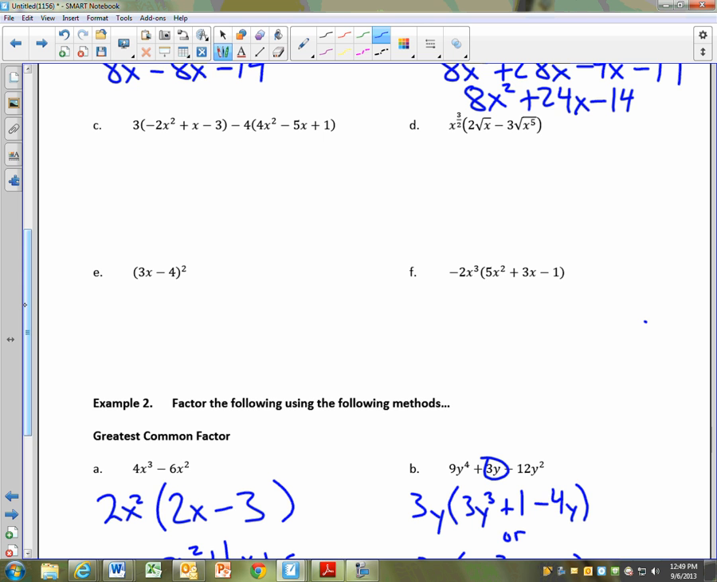How about C? First, I distribute the 3. What do I distribute in the second one? Negative 4. When you see the subtraction sign up front, make sure you distribute the negative as well. So this will start off as, what is my first polynomial going to be? Good. And what's my second polynomial? Negative 16x squared. Good, plus 20x. Minus 4. Beautiful.